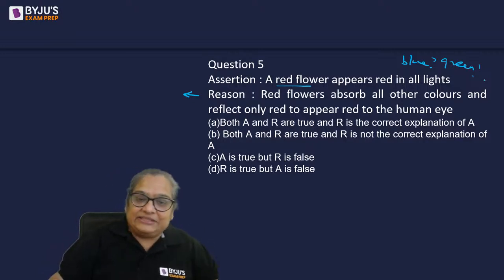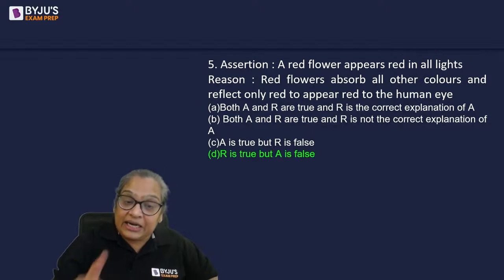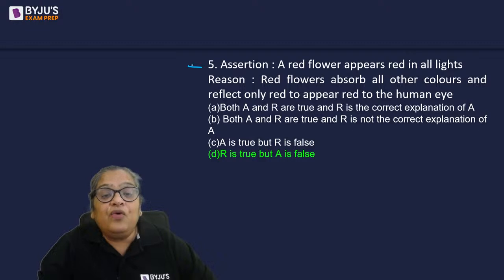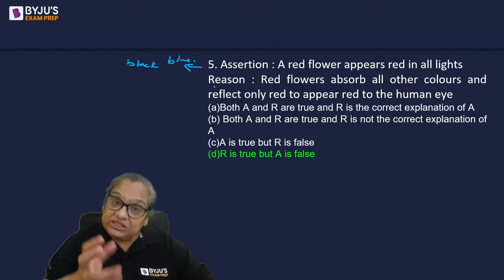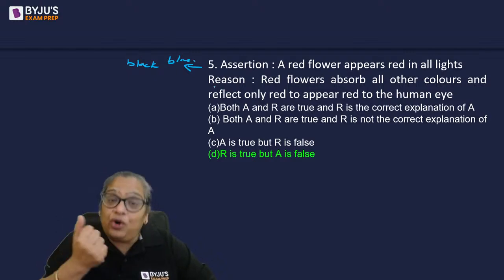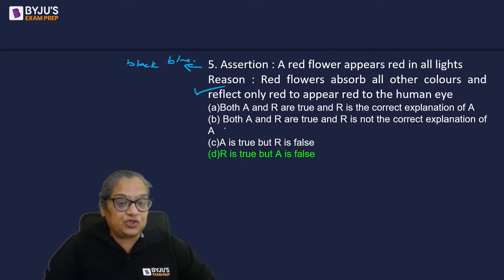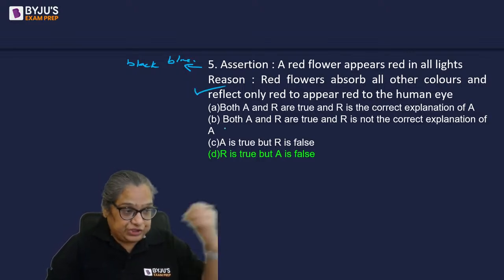The correct answer is R is true and A is false. A red flower will appear black under blue light. Okay, that is because even when it absorbs and all, you cannot see it. Alright, and this is correct. Therefore, R is true, A is false.